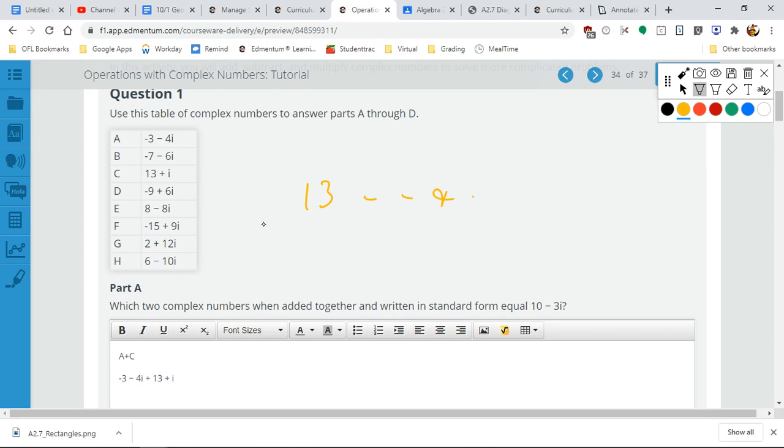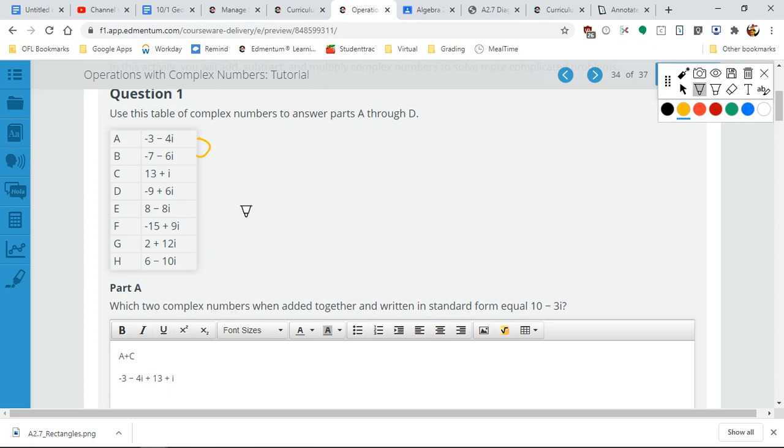13 minus -9 is 22. That's not going to work. And if I do it backwards, it's going to be -22. -9 minus 13 equals -22. So that doesn't work. Anybody see it? Am I missing something? This is 4. That would be 21. Okay, I'm just going to do all of them together. Going to start one at a time.